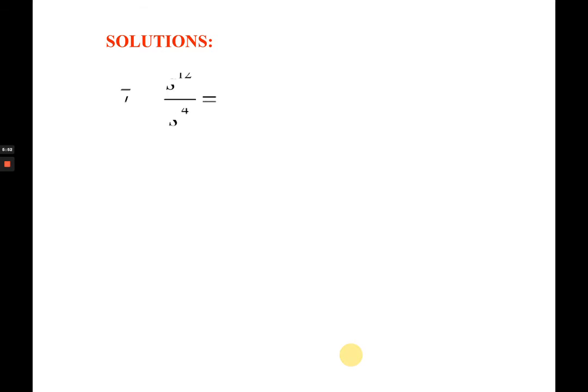Let's have the remaining. There's 10 exercises. This time it's division. When you divide, you subtract your exponents. So you have 12 minus 4. 12 minus 4 is 8. And that's it.